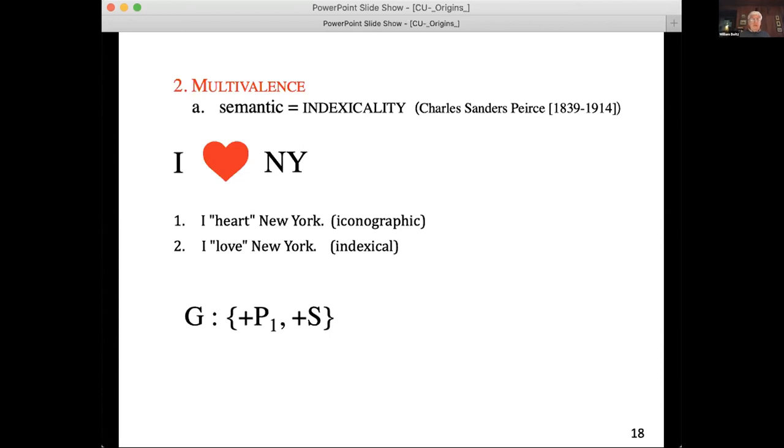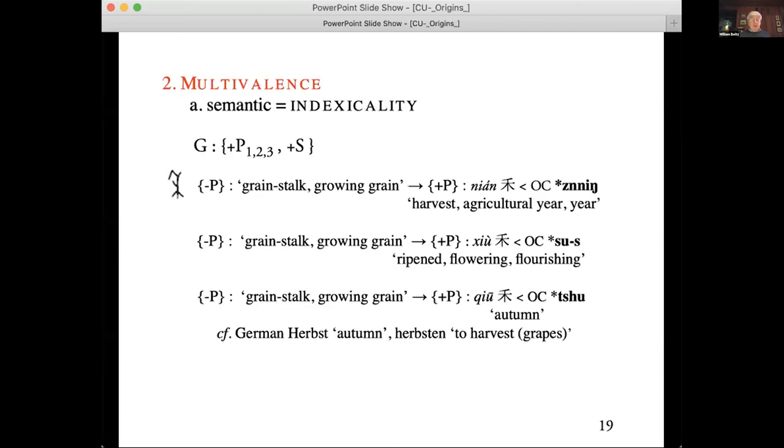One gives rise to is an index for the other. This kind of thing happened in the development of all of the writing systems of antiquity. Here's one example that we talked about already in connection with iconic and phonetically extended usages. Now you have the same graph for the growing grain, the grain stalk. Now it's being used indexically. Three different ways in this case.